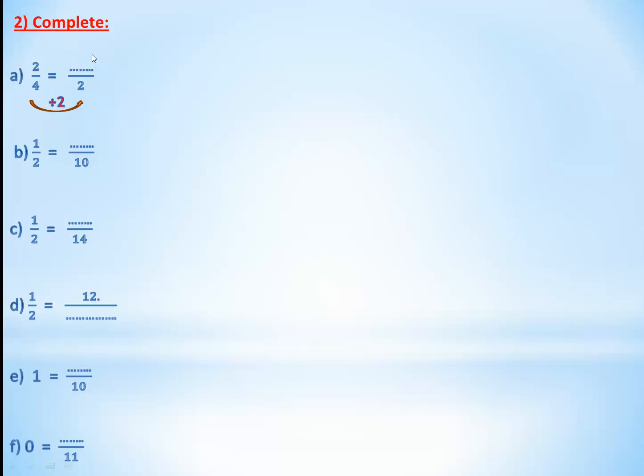2/4 equals 10 over 2. It will be divide. So 4 divided by 2 equals 2. 2 divided by 2 equals 1. Half to 2 over 10, we will multiply by 5, and 1 times 5 equals 5. 2, it will be 14, so it will be multiply by 7. So 1 times 7 equals 7. 1 times 12 and 2 times 12 equals 24. We know that 10 cancels. 0, 0 over 11.